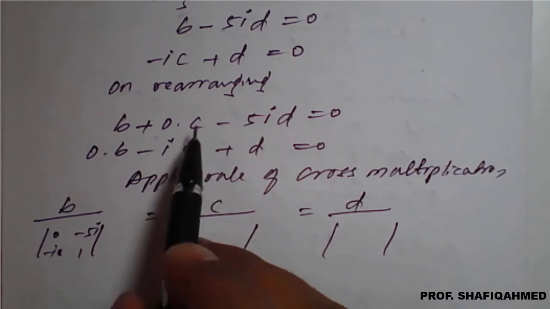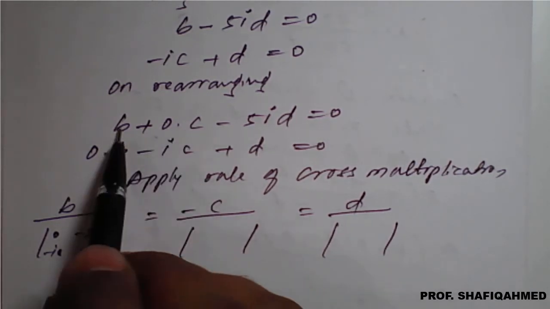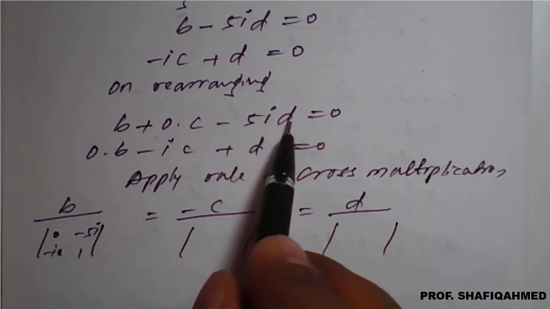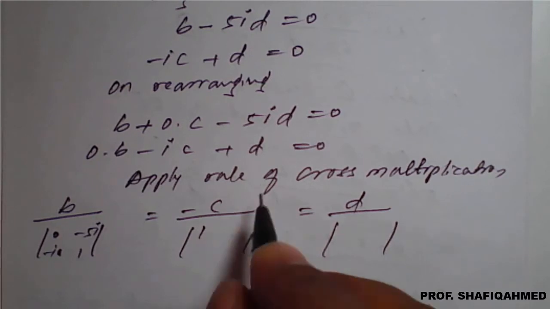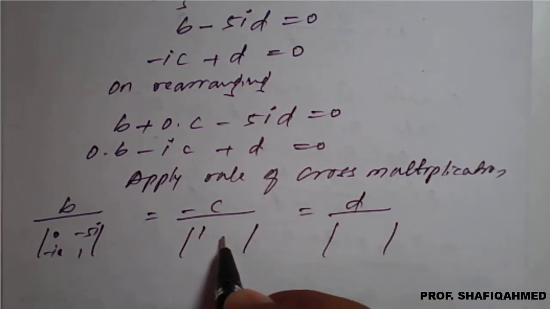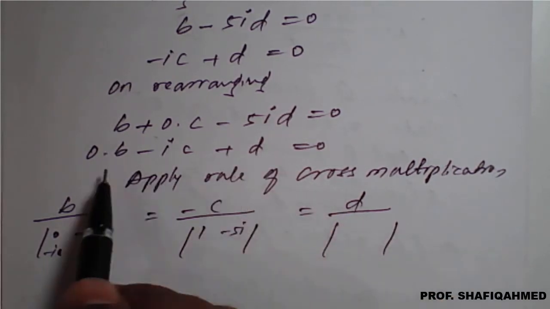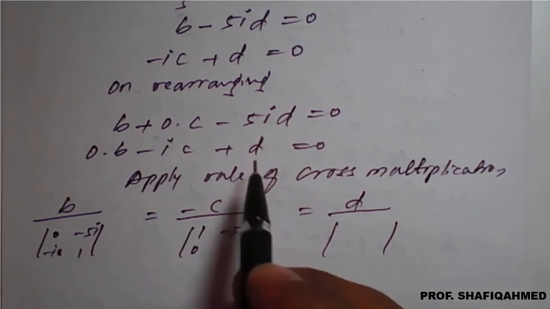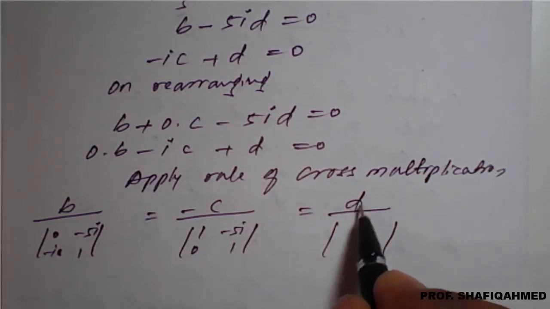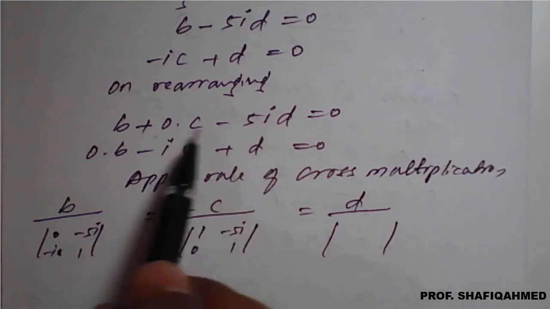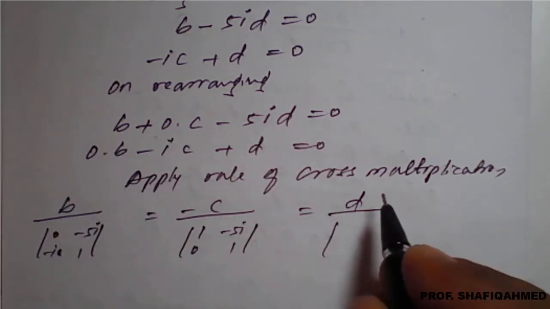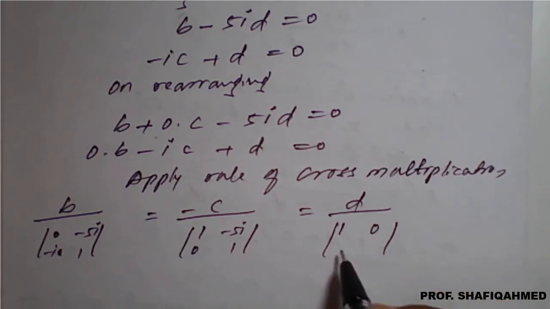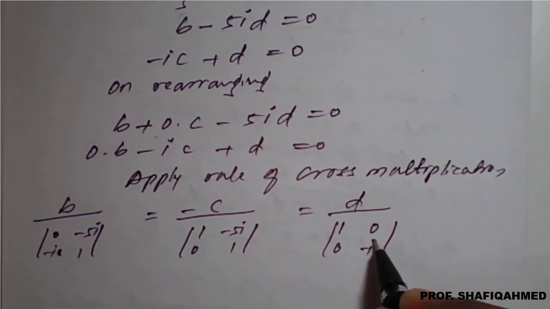And to get C, we have to hide C. So B minus 5iD and 0 into B and D. Therefore the coefficient of B is 1, coefficient of D is minus 5i, and coefficient of B is 0 and here 1. To get the value of D, we have to hide D. So therefore B, 0 into C, 0 into B and iC. So therefore 1, 0, 0, minus i.